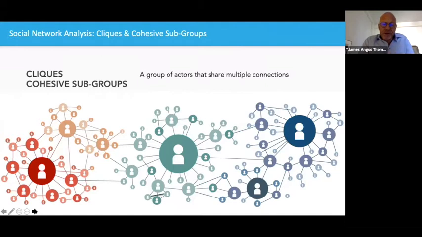Now, we also have, as you see down here in the middle, cohesive subgroups or cliques. So these are groups of actors that actually share multiple connections. So kind of moving towards tiny mini communities.